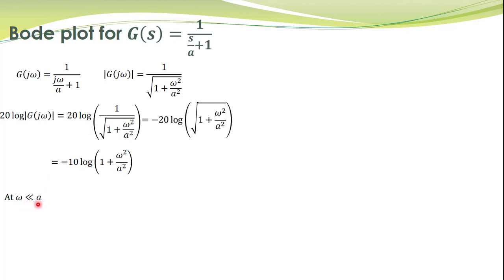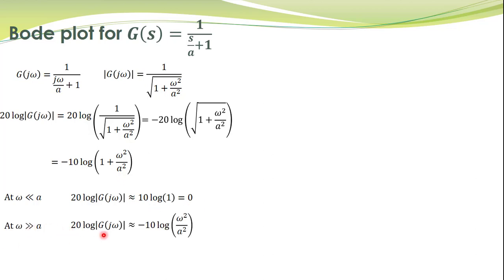If the frequency is much smaller than the corner frequency, what is the magnitude of this complex number? The magnitude is equal to 0, because we can just ignore this term. Omega over a is smaller than 1 and its square is further smaller than 1, so we can just ignore that particular term, and 10 log of 1 is equal to 0. And at higher frequencies, you have this thing.